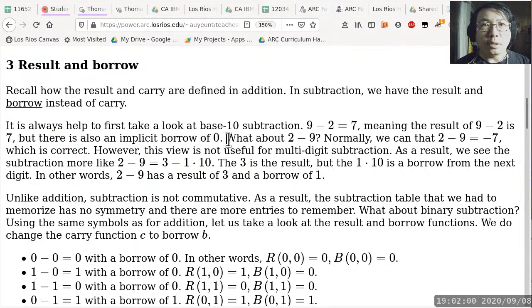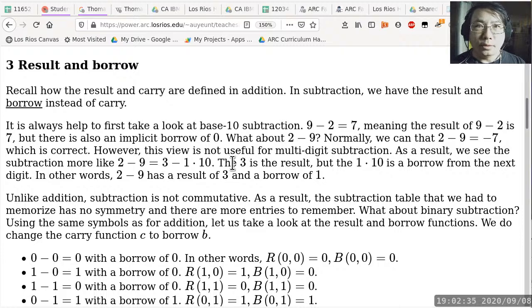So now we want to talk about what is 2 minus 9. So 2 minus 9, you can probably call it -7, because if you just look at the value of 2 minus 9, it is -7. But if we look at 2 minus 9 this way, it doesn't help us to perform multi-digit subtraction. So the way we want to look at it is to say 2 minus 9 has a single digit answer of 3 with a borrow of 1.